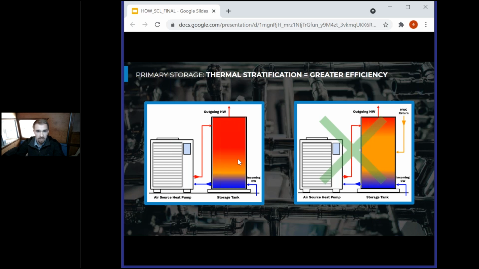So that's why we have a dedicated temperature maintenance system: because we don't want this hot water return coming back to the tank in a way that mixes this stratification up. So a better stratified tank is going to make for a much more efficient heat pump.